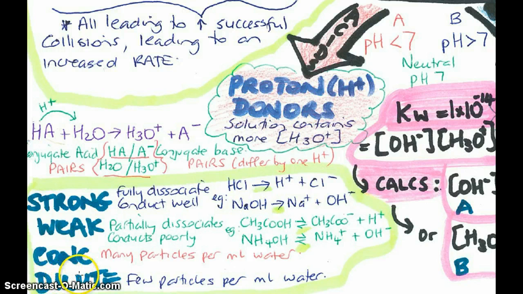When we're talking about concentrated and dilute acids, that's a different concept altogether. That's talking about how many particles per mole of water, or moles per litre, concentrations. So something's very concentrated when it may have 6 moles per litre, whereas something's dilute when it may have like 1 mole per litre.